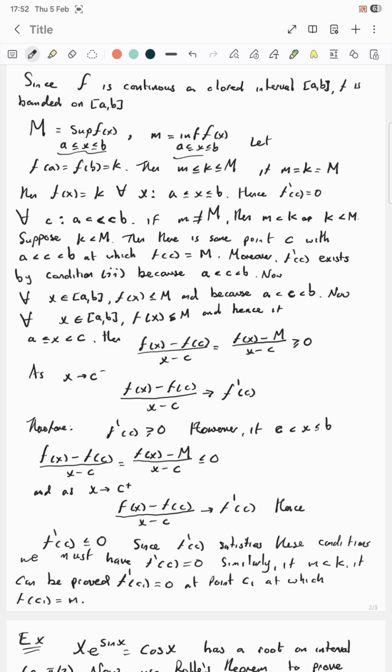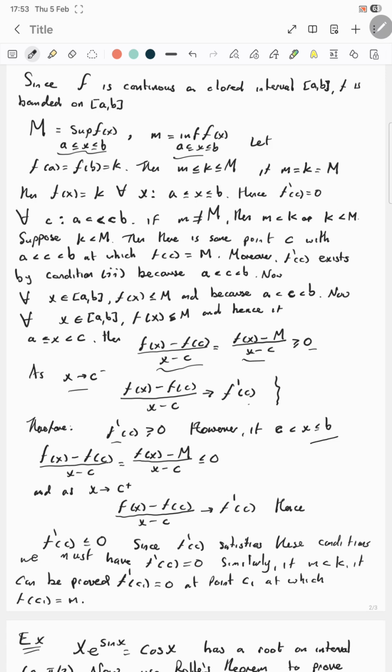Now, for all x within that closed interval [a, b], f(x) is less than or equal to M, because c is bounded between a and b. Hence if x is bounded between c and b, then f(x) minus f(c) over x minus c equals f(x) minus M over x minus c, which is less than or equal to 0 as x goes to c. So this is the derivative at c. Now, therefore, f prime of c is greater than or equal to 0.